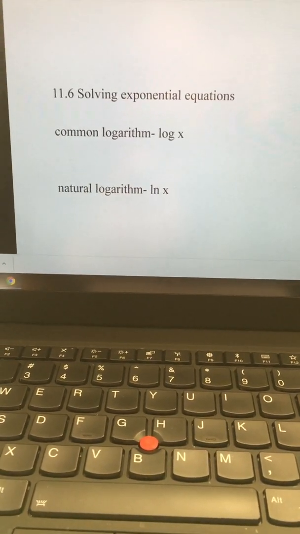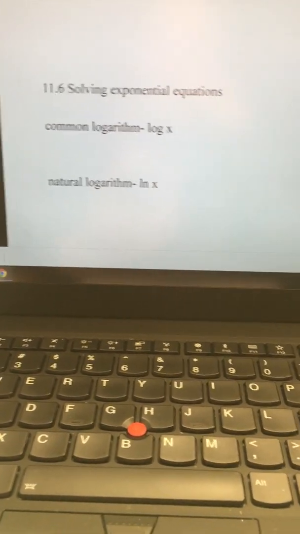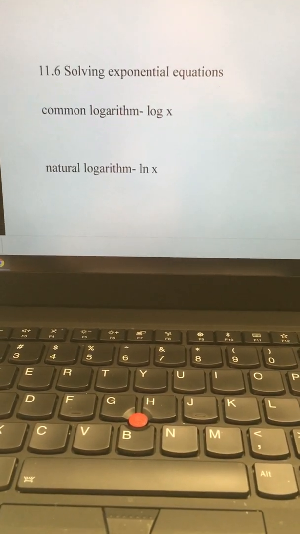Hi everyone, we're going to take our class notes on 11-6, day 2. We will be solving some exponential equations.